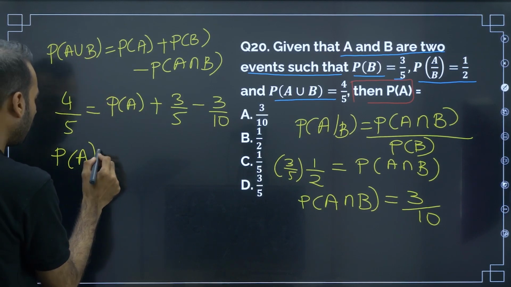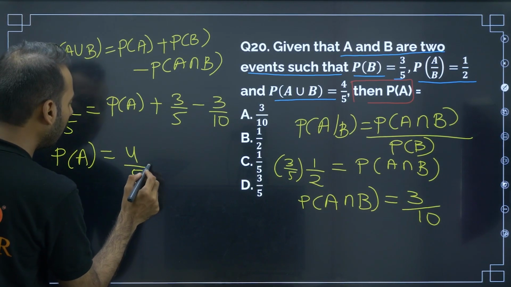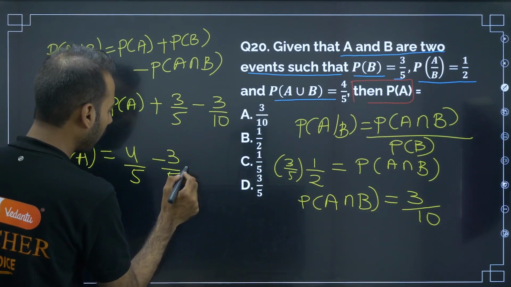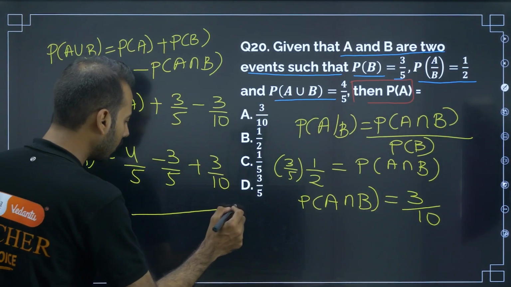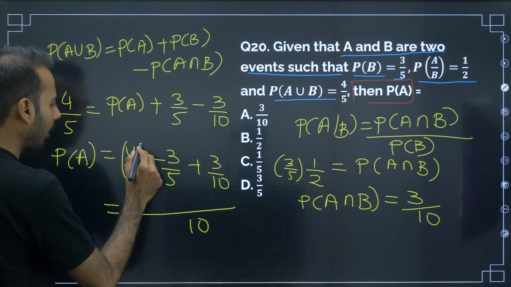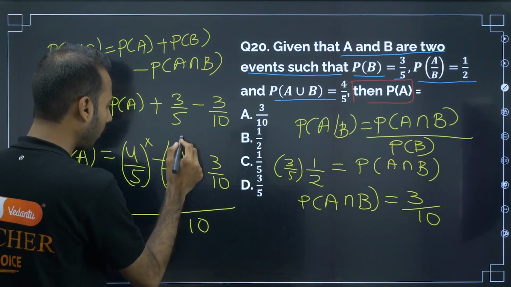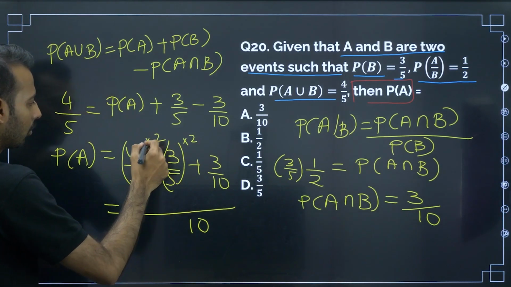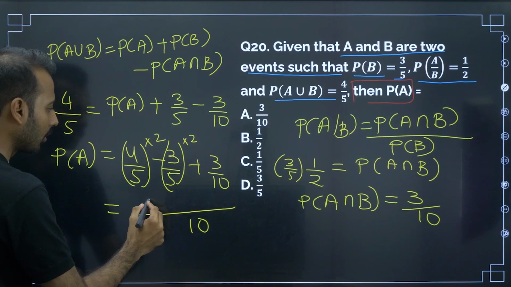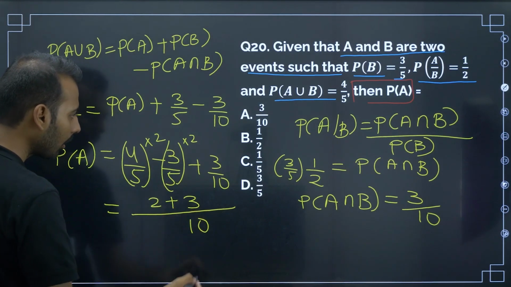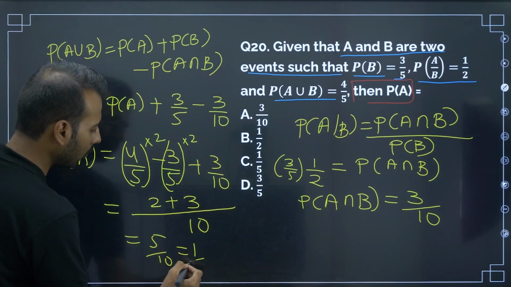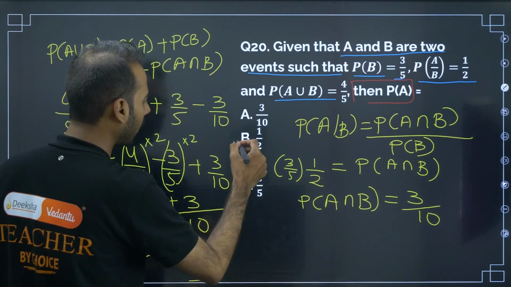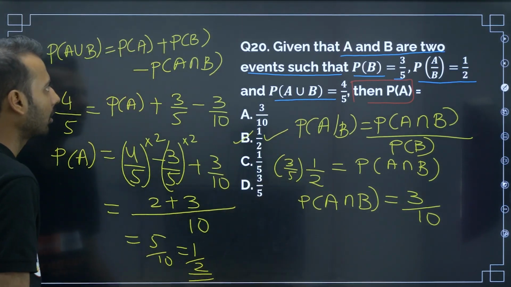P of A is equal to 4 by 5 minus 3 by 5 plus 3 by 10. So if I take LCM, I multiply this with 2, 4 2s are 8 minus 6 is 2 plus 3 is equal to 5 by 10, which is equal to 1 by 2. Is there any such option like 1 by 2? Yes, B is the answer for this.